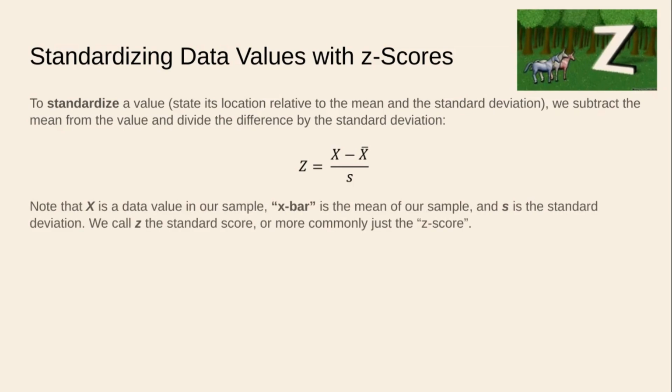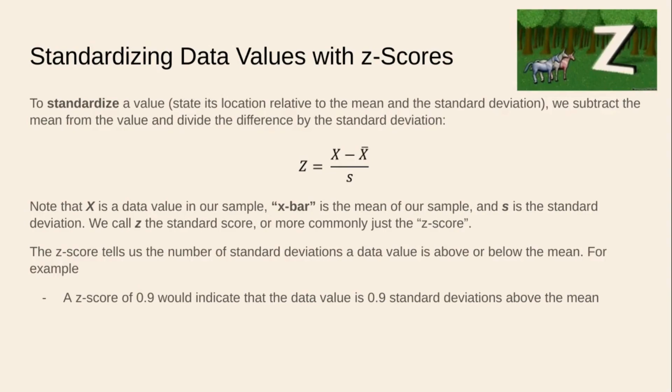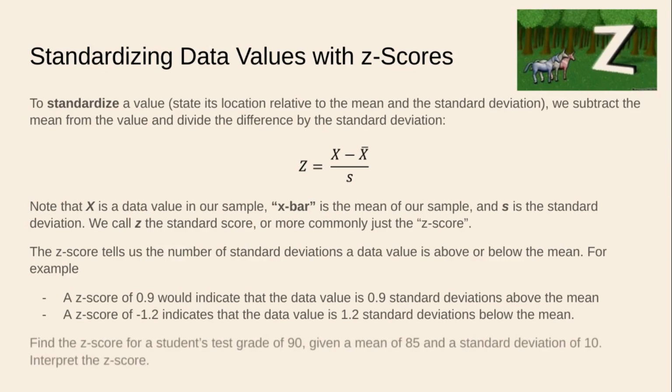That process, take a value, subtract the mean, divide by the standard deviation, is called standardizing. So x is a data value, x bar is the mean of the sample, s is the standard deviation, and we will call z the standard score, all right? But we often call z just the z-score. Standard score, z-score, same thing. The z-score tells us the number of standard deviations a data value is above or below the mean. So for example, a z-score of 0.9 is going to indicate that a data value is 0.9 standard deviations above the mean. A z-score of negative 1.2 indicates a data value is 1.2 standard deviations below the mean, right?